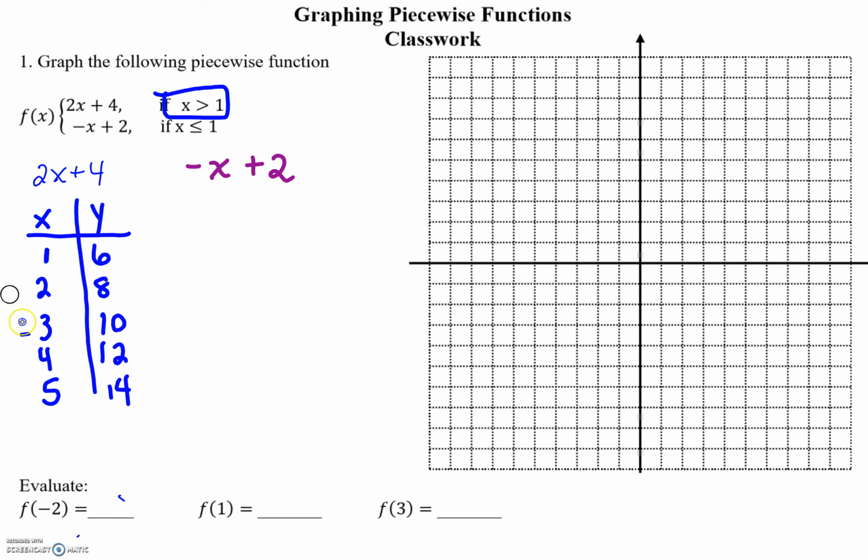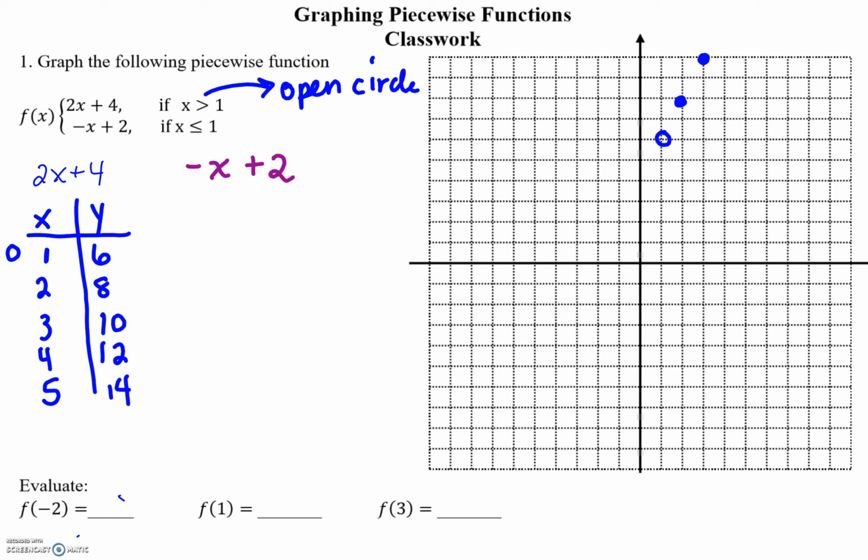So before we start graphing, we have to look at our symbols. For here, they gave us the greater than symbol, which does not state greater than or equal to, so that's going to be an open circle. So at 1, 6, we're going to put an open circle. Then 2, 8, and then 3, 10.